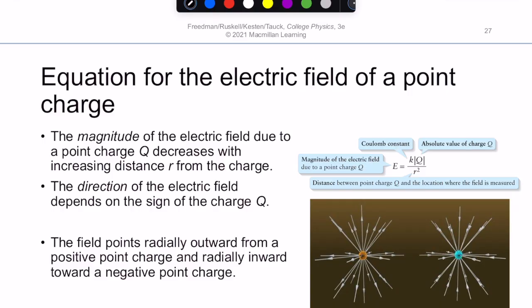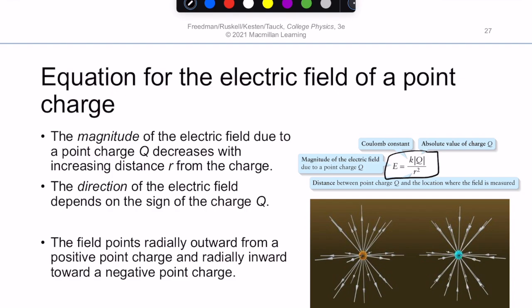Now, finally, let's get to the quantitative part. What is the equation of an electric field? We talked about the fact that the farther away you get, the weaker the electric field is, and the stronger Q is, the stronger E is. So there we go. It looks just like Coulomb's law, doesn't it? Except it's missing a Q.